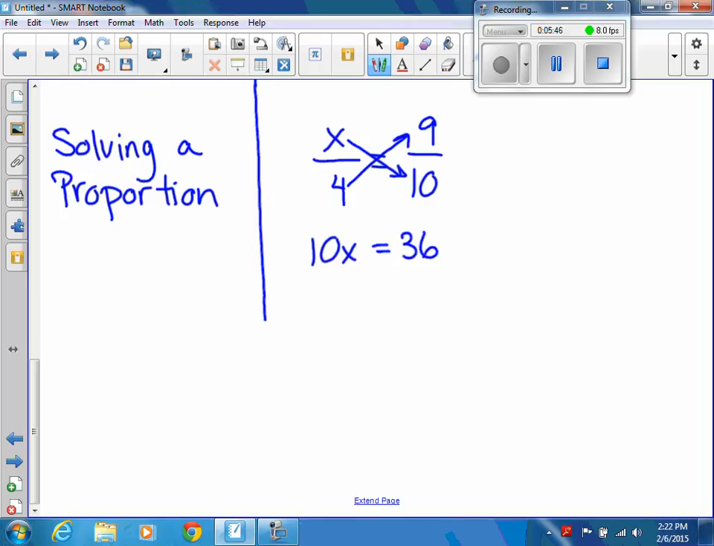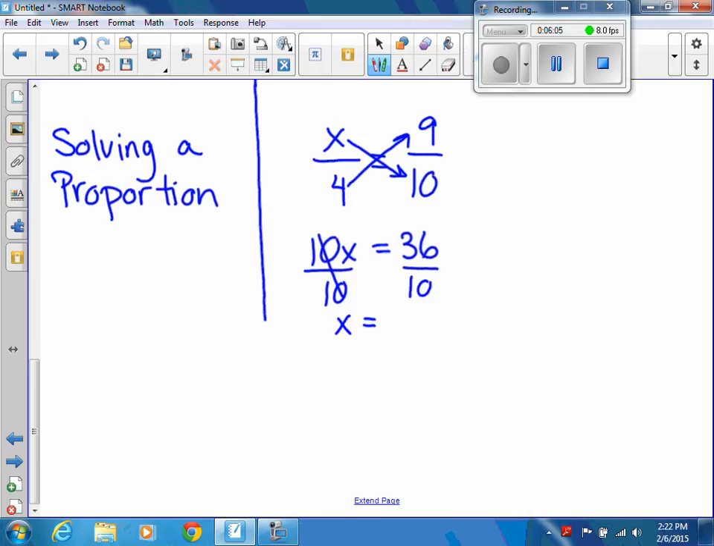Okay, so now I have a one-step equation. Makes my life pretty simple. I have 10x, so I want to get rid of the 10. That means I'm going to divide both sides by 10, because remember 10x means 10 times x. So I always do the inverse operation to solve. So I'm dividing by 10, because 10 times x, dividing by 10 is the opposite.